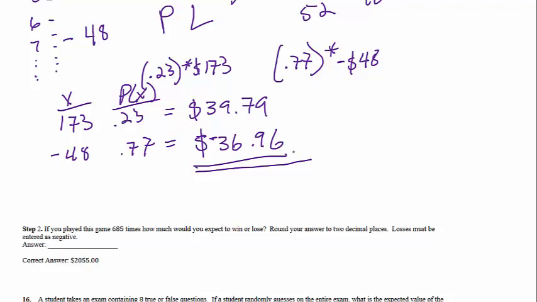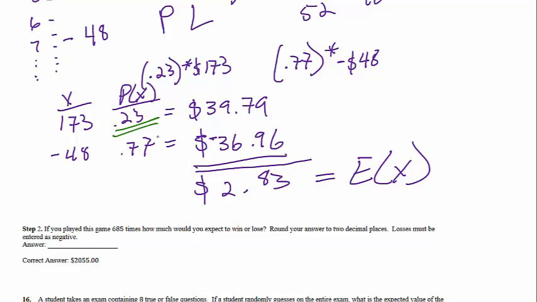39.79 minus 36.96 is equal to $2.83. This is my expected value. That might not make a lot of sense because if you look up here, the odds of winning are very low and the odds of losing are very high. But look at the values. When you win, you get a lot. And when you lose, a little.